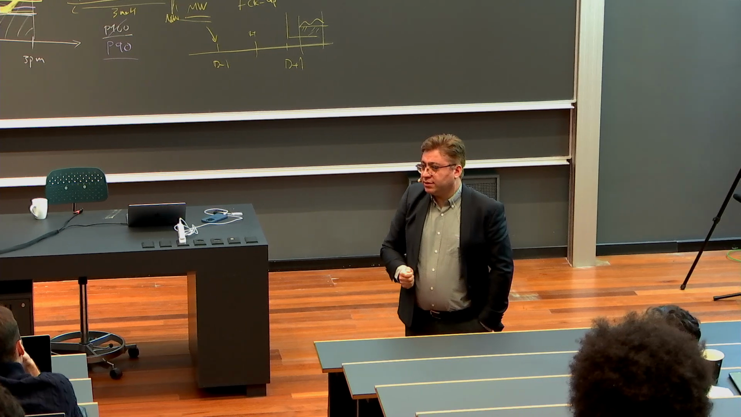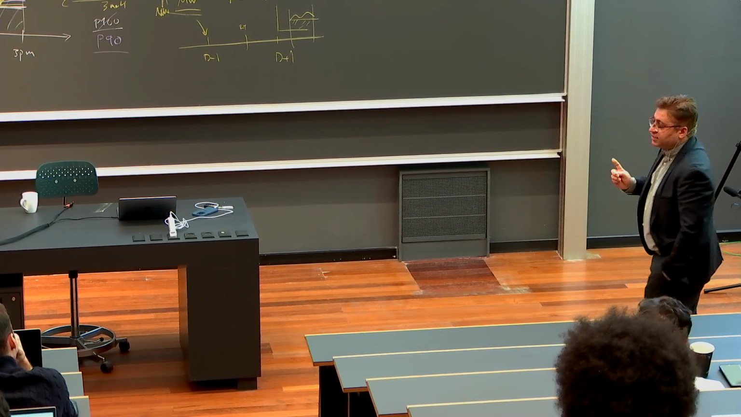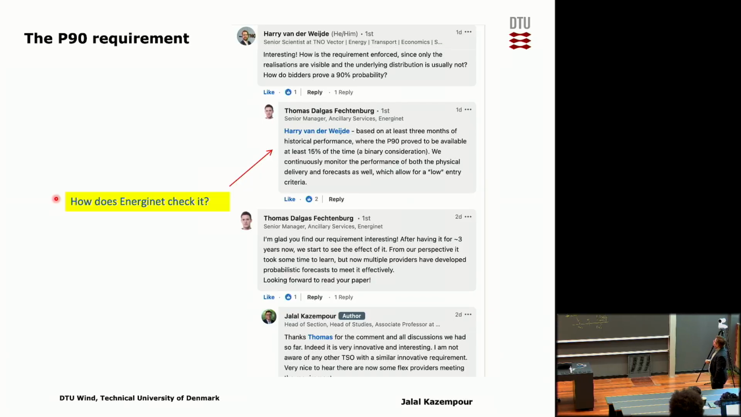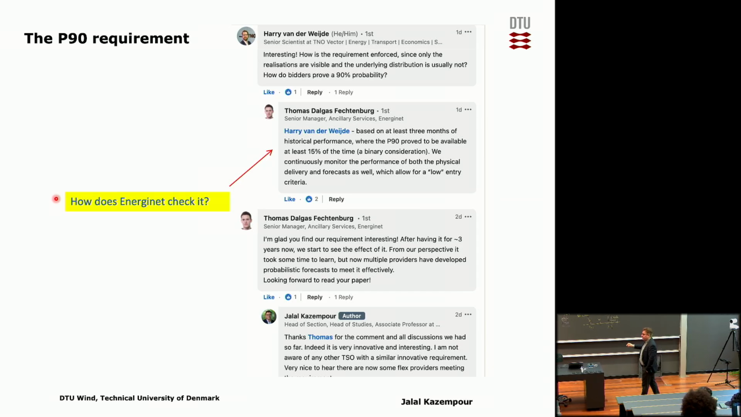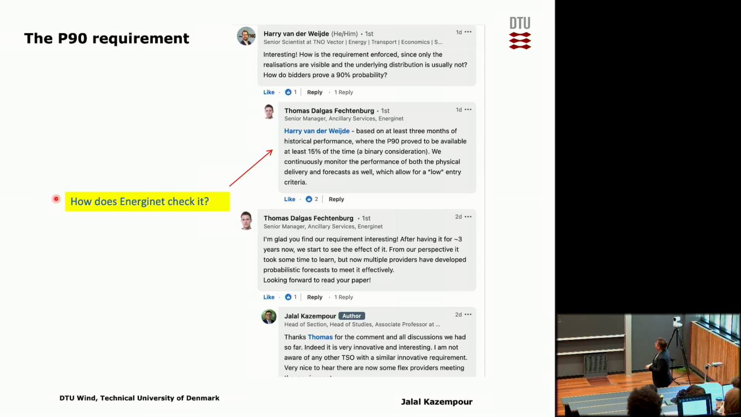Is it clear? So let's read what Thomas replied. This is LinkedIn, just a screenshot from LinkedIn. Based on at least 3 months of historical performance where the P90 proved to be available at least 15% of the times. Why 15? Because it's a new requirement, Energinet said, okay, 10%, but I also give you a 5% buffer until you get used to this requirement. But this 15 will become 10% soon. Or maybe it's already 10%. So it's a binary consideration.